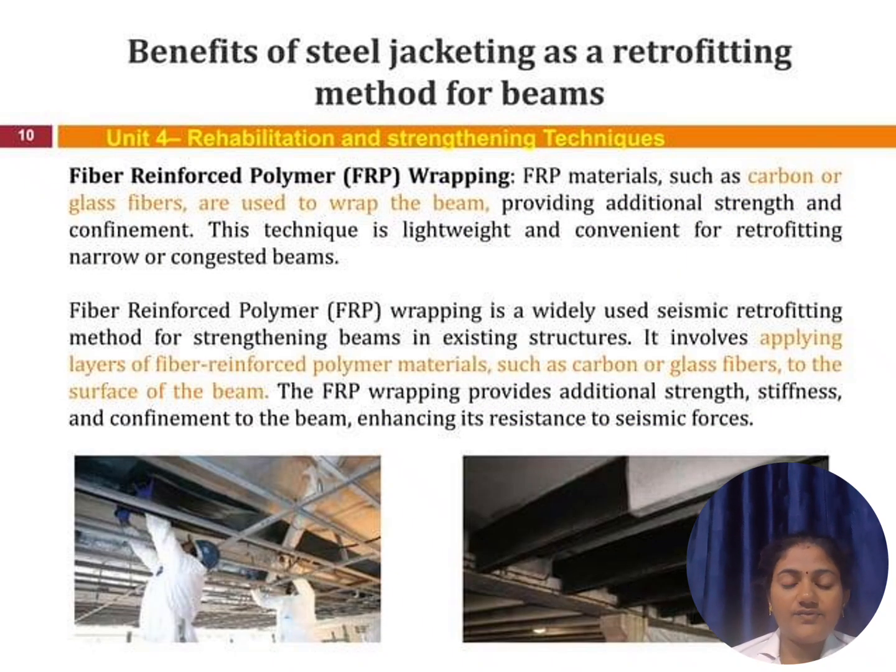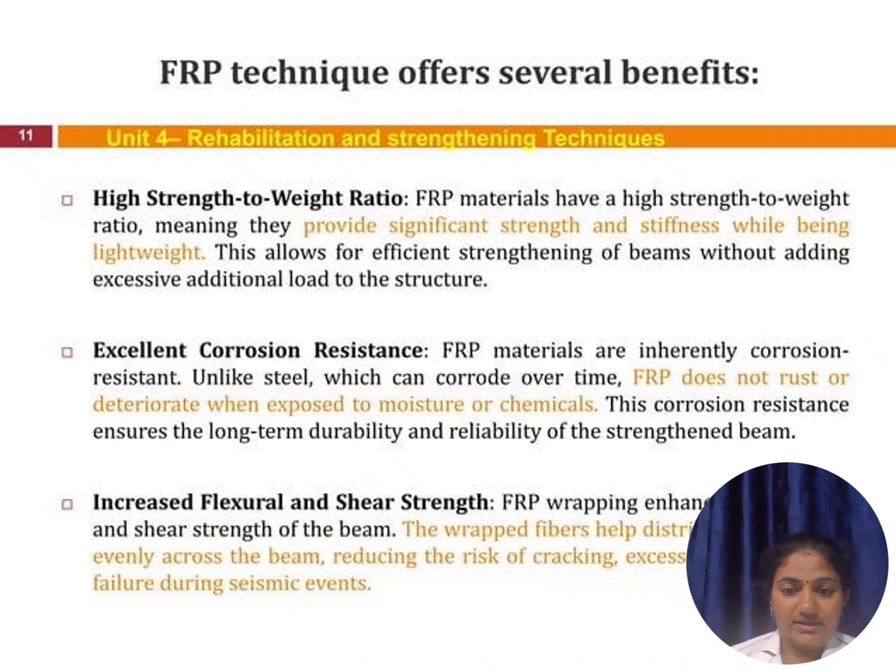And FRP is fiber reinforced polymer wrapping, a carbon or glass material wrapped around the member to provide additional strength and to give confinement. It involves applying layers of FRP polymer material, such as carbon or glass fibers, to the surface to enhance the resistance to seismic force. And it has several benefits: a high strength to weight ratio, where strength is attained while being lightweight, excellent corrosion resistance due to the fibers present in the FRP, and increased flexural and shear strength.